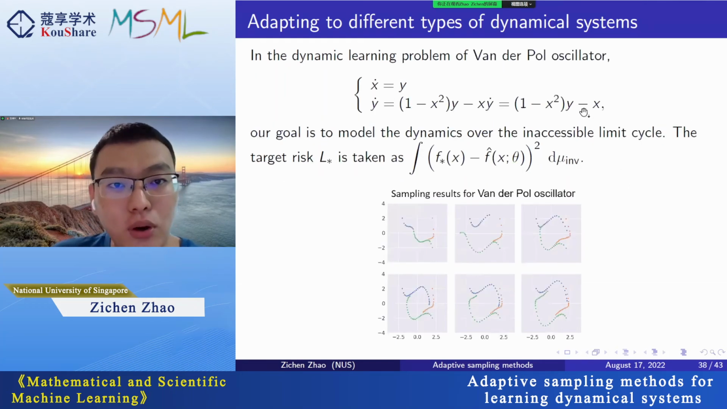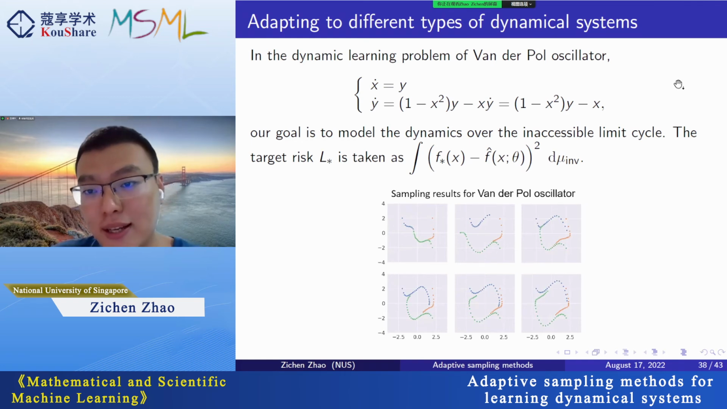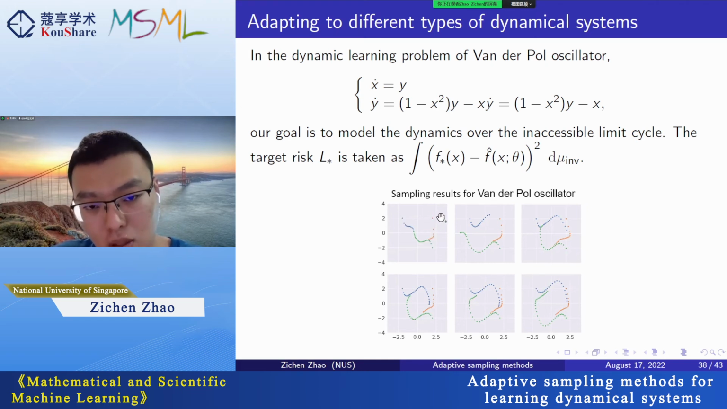And the last example is the van der Pol oscillator. Our goal is to model the dynamics over its inaccessible limit cycles. In this case, the target risk L star can be taken in these forms. So algorithm 4 is applied here to learn the fundamental oscillators. We have 3 different initial points, and we can see the algorithm can capture the limit cycle gradually.